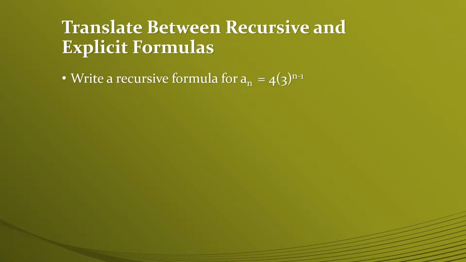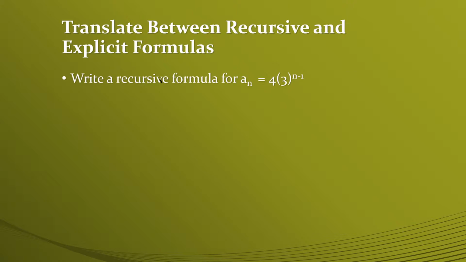All right, last up here, we're going to translate between a recursive and explicit formula. So in other words, we may be given a recursive formula, and we're going to be asked to write an explicit formula from that, or we may be given an explicit formula and asked to write a recursive. So let's see, we've got here, write a recursive formula. Well, that's telling us we're being given an explicit formula for an equals 4 times 3 raised to the power of n minus 1.